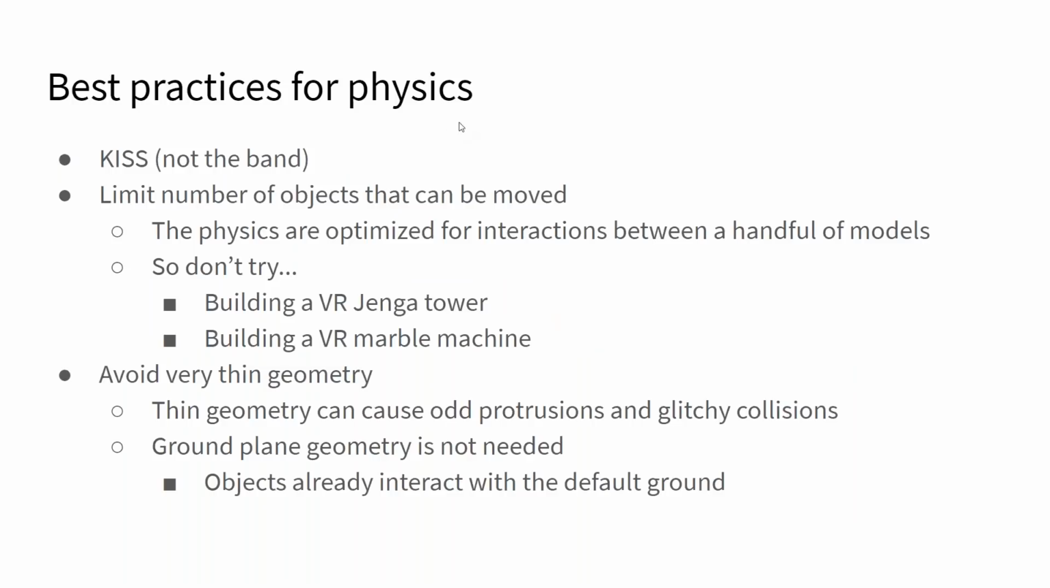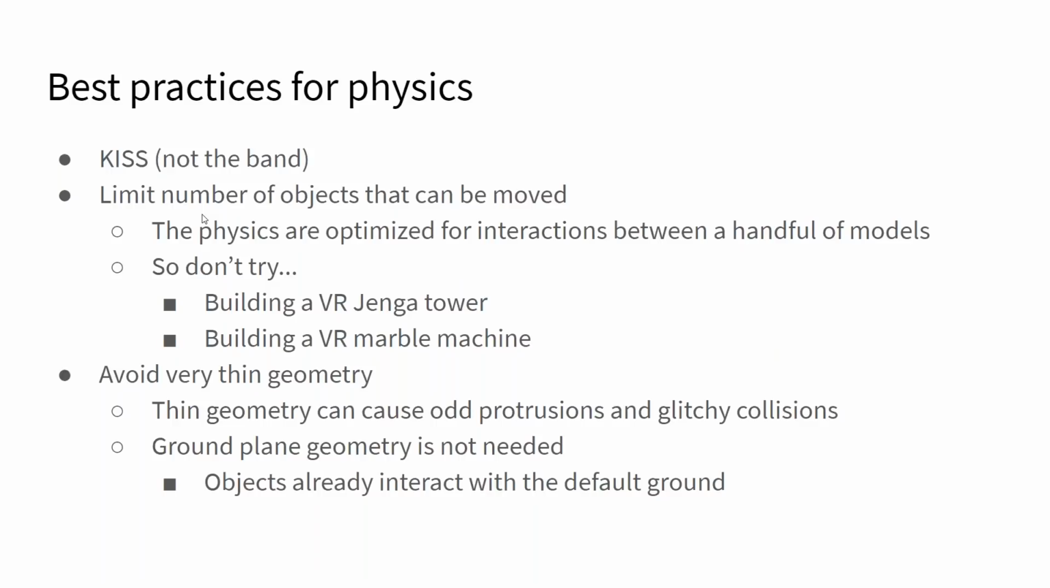So a few notes on best practices here. Keep it stupid simple. You want to limit the number of objects that can be moved, because the physics are optimized for quick setup and basically for interactions between a handful of models. And the handful of models is really a key expression here. So don't try building a VR Jenga tower or a VR marble machine with 1,000 marbles. That will simply not work.